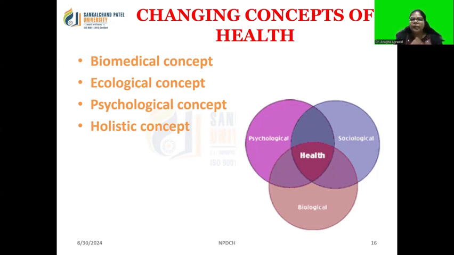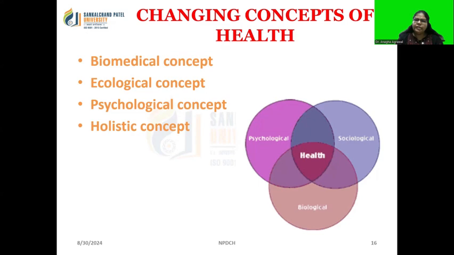But again, germ-related infectious diseases and modern-day diseases cannot be explained only by this psychosocial or psychological concept. So there came the holistic concept. Now holistic means everything included. The holistic concept is the total concept which represents the biomedical concept, ecological concept, and psychological concept, which means that it has all the three dimensions included.